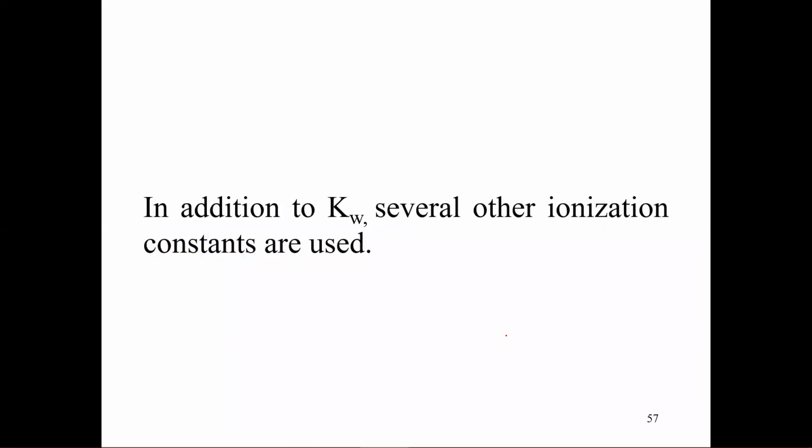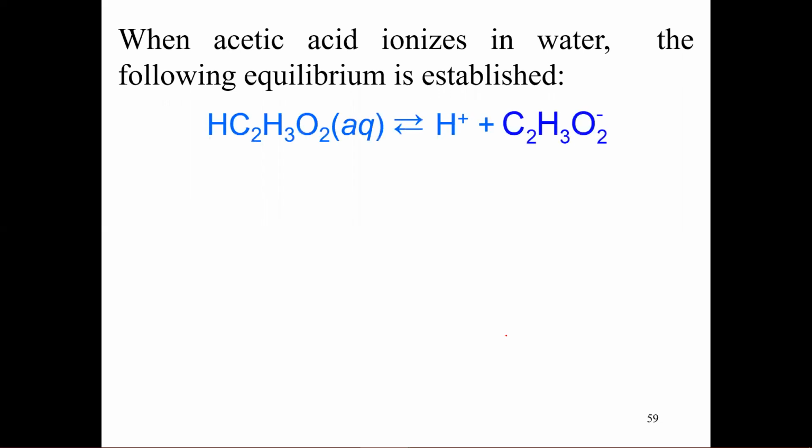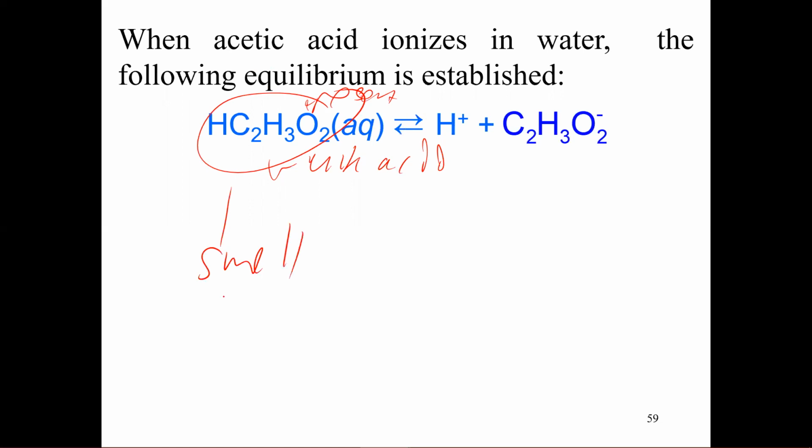Ionization constants: in addition to Kw, several other ionization constants are used. Ka, for acetic acid: when acetic acid ionizes in water, the following equilibrium is established. And again, this is a weak acid. So in water, you have this present, and this is what you can smell. You couldn't smell it if it wasn't there as a molecule. You can smell it as a molecule.